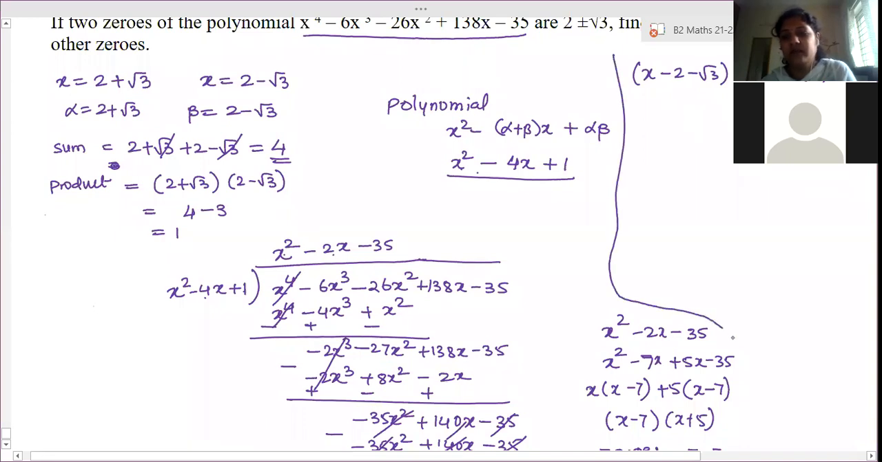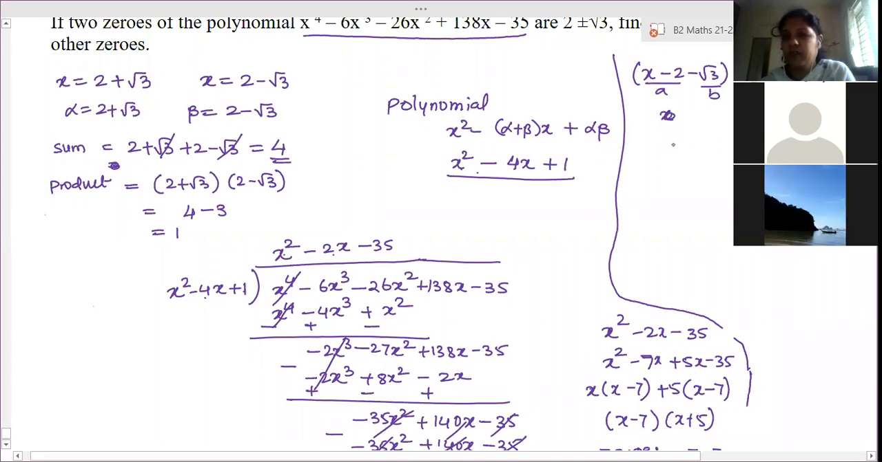This is the other method. If you want to see, otherwise leave that part. It's not mandatory. So your x minus 2 is there, this is A, this is B. So it will be A square minus B square. So it is x minus 2 whole square minus root 3 square. So x square minus 4x plus 4 minus 3. So x square minus 4x plus 1. It's clear?